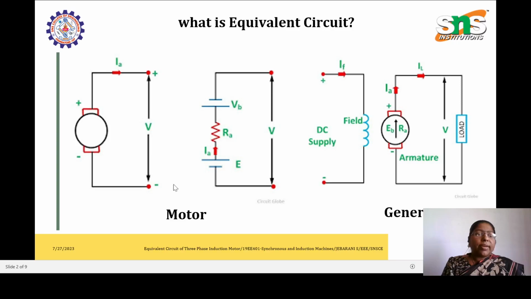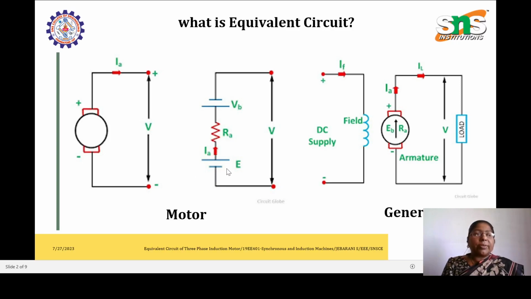Right here we find a motor circuit. So the armature of the motor is represented here, and voltage is applied to the armature. And on the right hand side, you see the equivalent representation of the armature. In the armature only, back EMF is developed, so that back EMF can be represented as a voltage source.